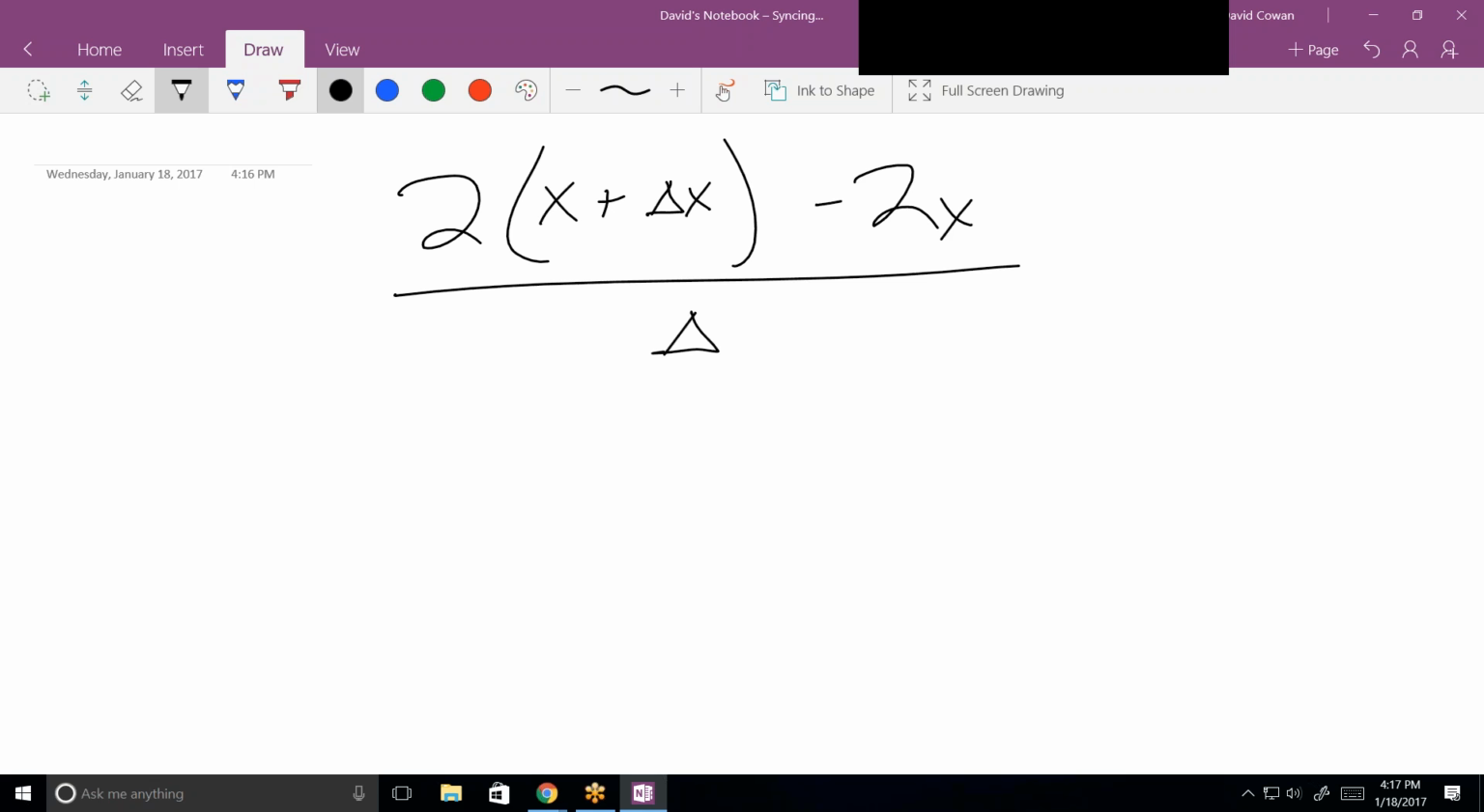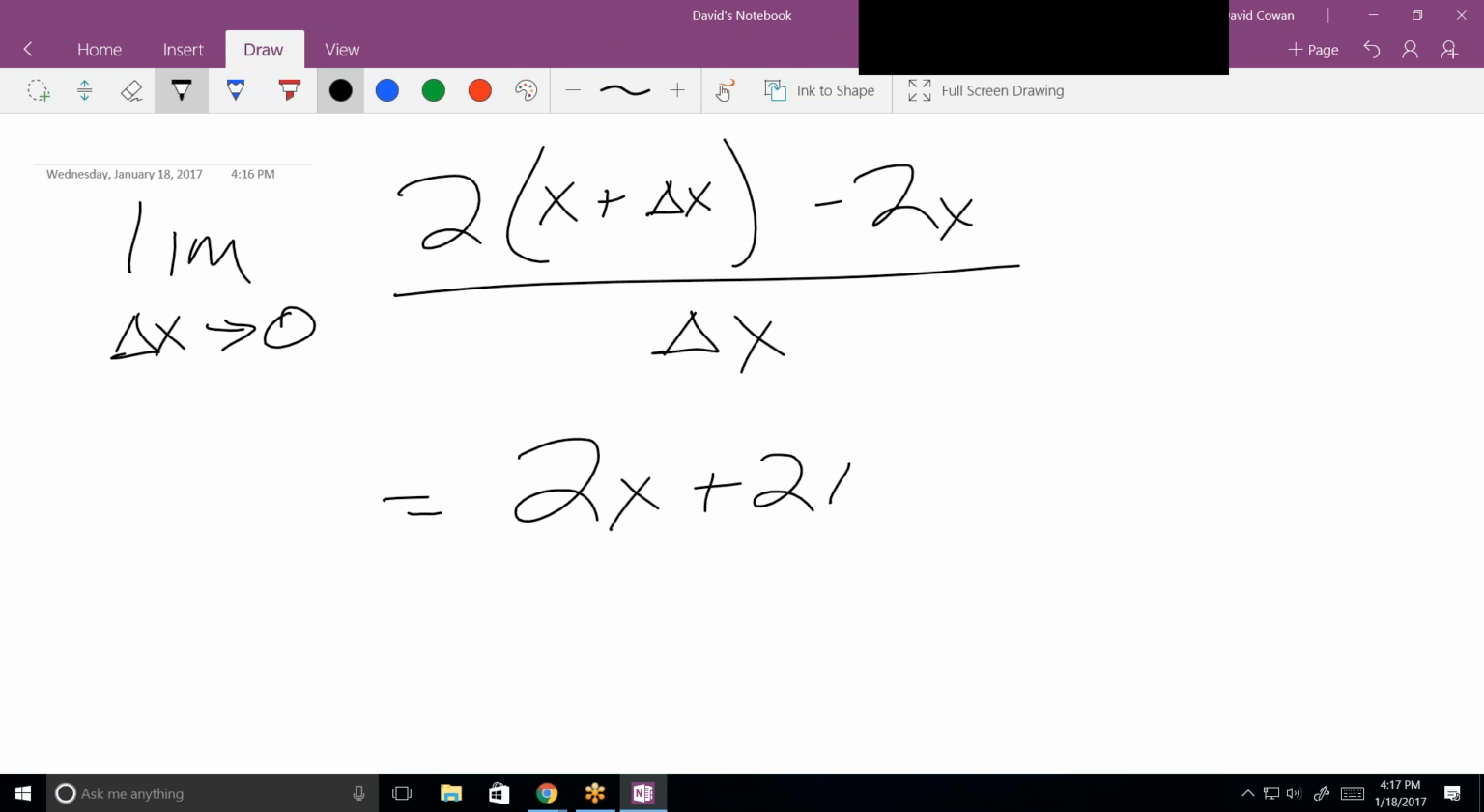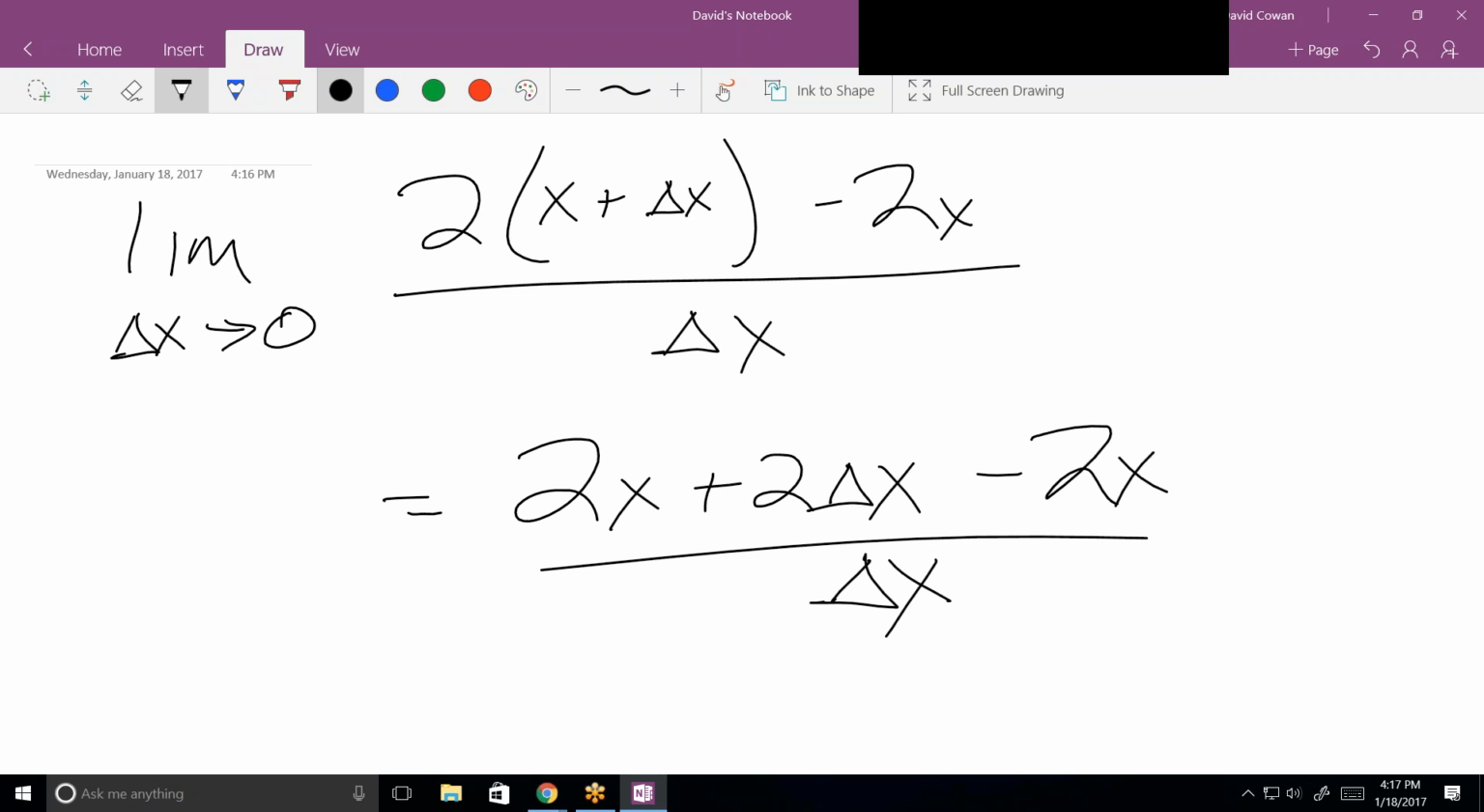And now we're beginning to get into something that looks a lot like the definition of first derivative. Okay. And notice that direct substitution gives you 0 over 0. Right. So distribute first. Distribute this 2, you get 2x plus 2 delta x minus 2x all over delta x. Now what does that go to?